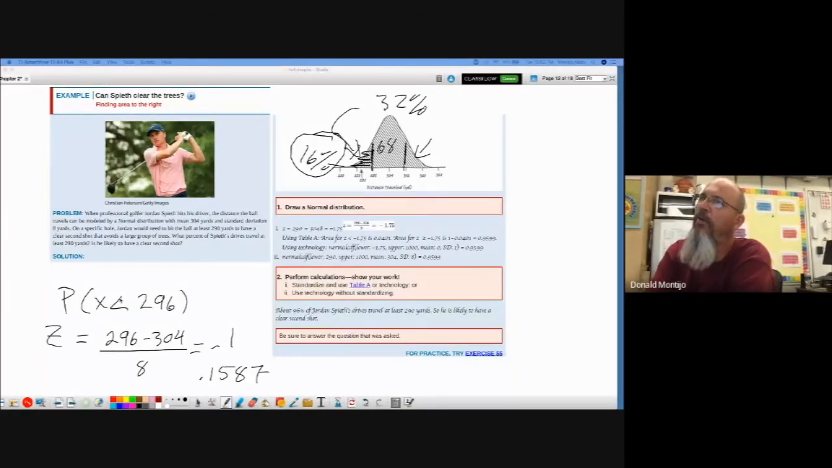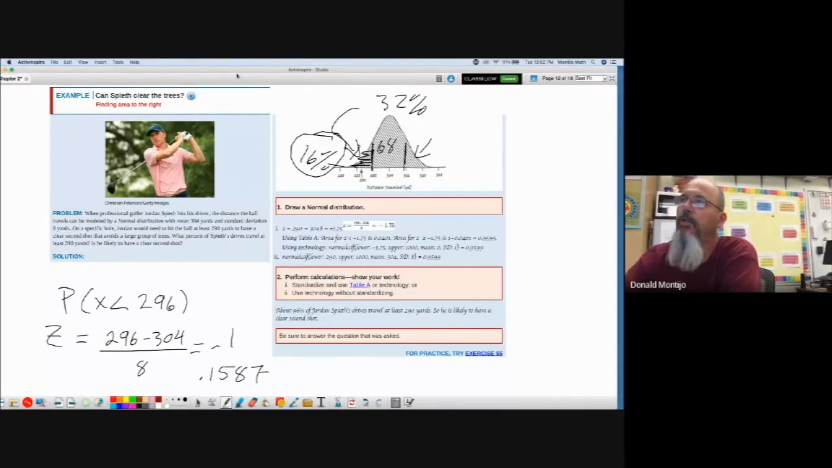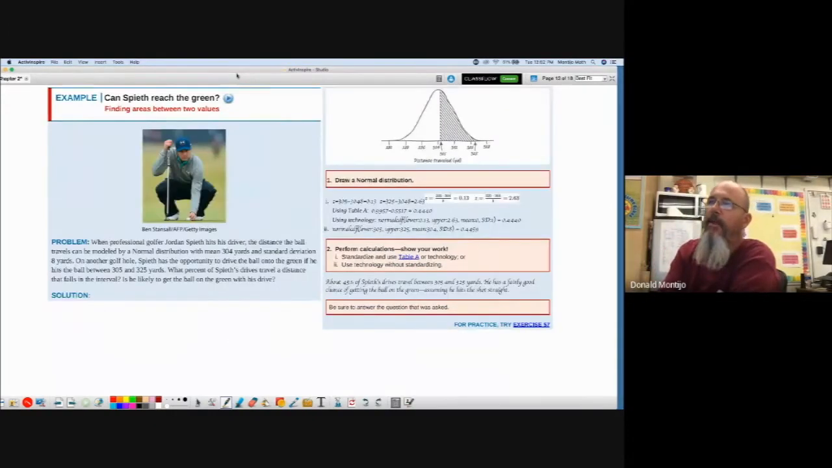What if we want to know the area in between two values? So for this problem, Jordan hits his driver. The distance the ball traveled can be modeled with a normal distribution. Mean 304, standard deviation of 8. Now, Spieth can drive the green in this problem if he hits the ball between 305 and 325. What percent of all of his drives would be in that interval? Is he likely to hit the green?